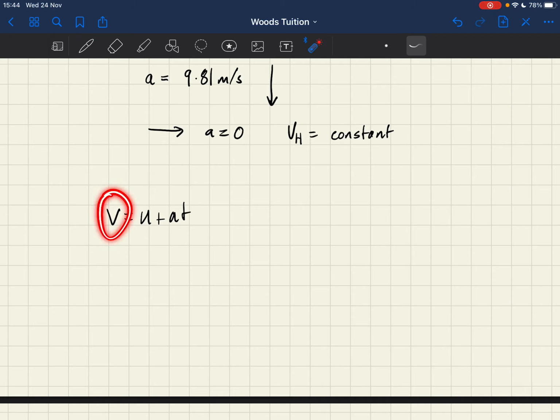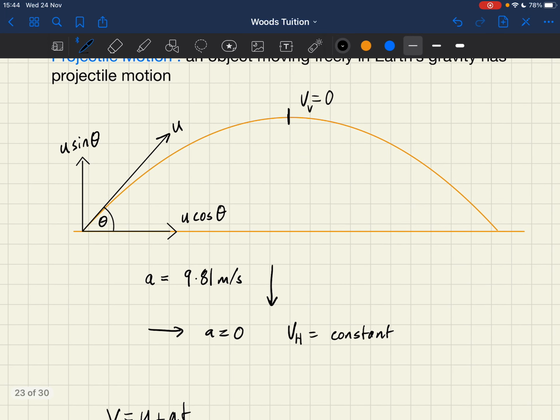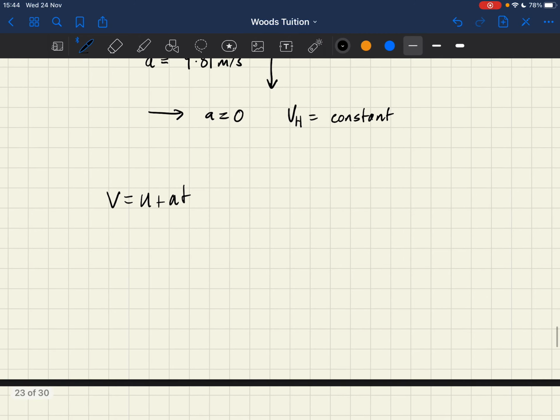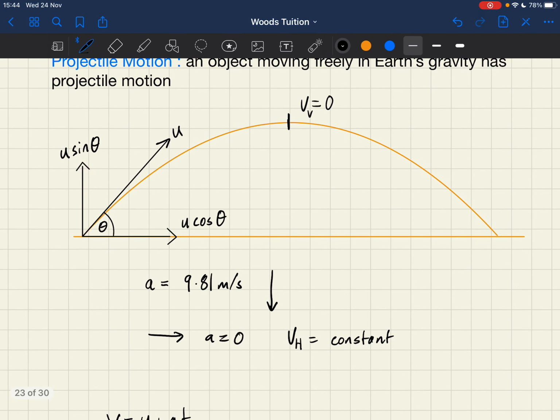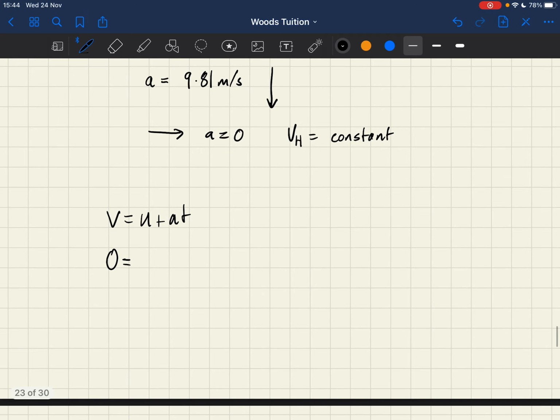We know that the final velocity, it's not quite the final velocity, but for this part of the motion, the final velocity is equal to 0. So we can say 0 is equal to the initial velocity, which is u sine theta, plus the acceleration due to gravity, which would be 9.81, times the time.